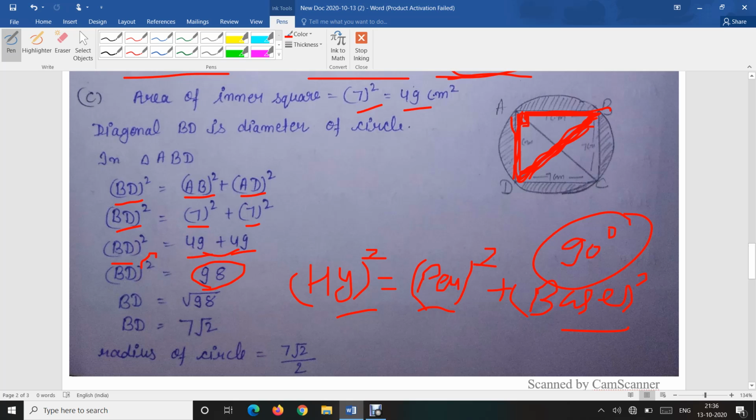Now if we want to remove the square from the left hand side, then we can take the square root on the right hand side.